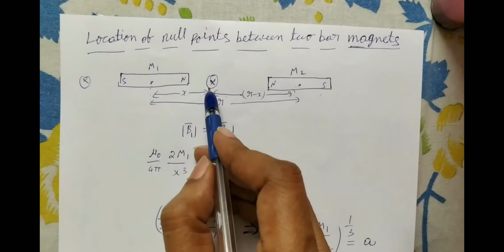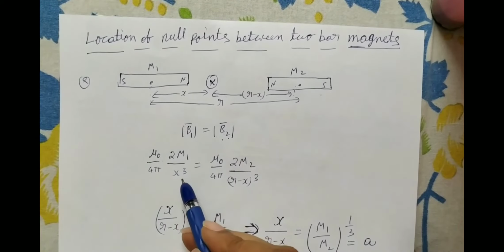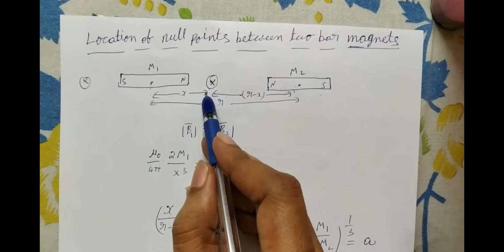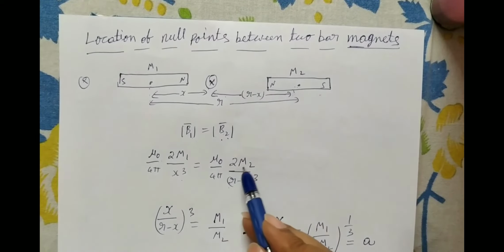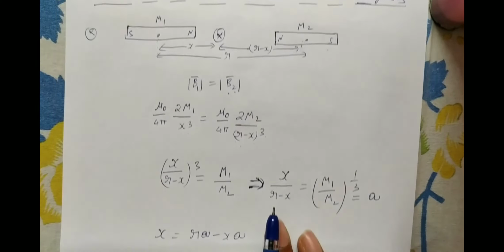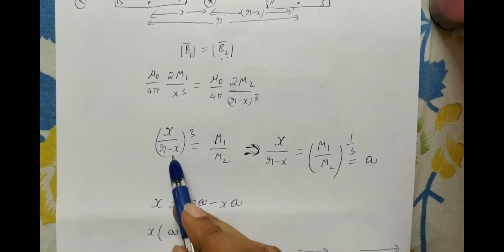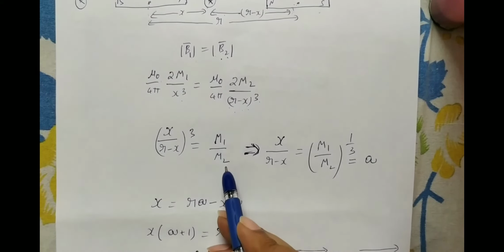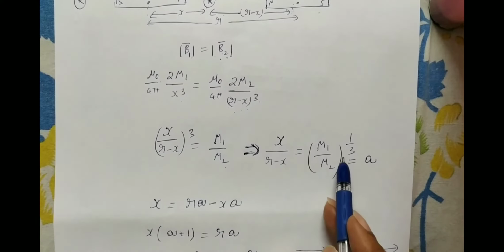So this is a point on the axial line. What do you get? Mu naught by 4 pi times M1 by x cube, since the distance is x. From the other magnet, what do you get? Mu naught by 4 pi times M2 by (R minus x) whole cube. So mu naught by 4 pi gets cancelled, and you get (x by R minus x) whole cube equal to M1 by M2. So x by R minus x equals the cube root of M1 by M2, that is, to the power 1 by 3.